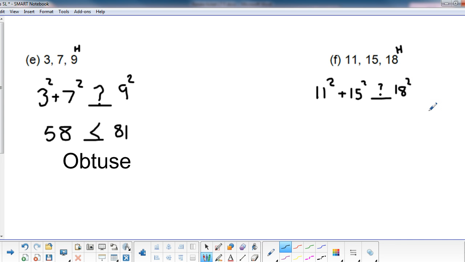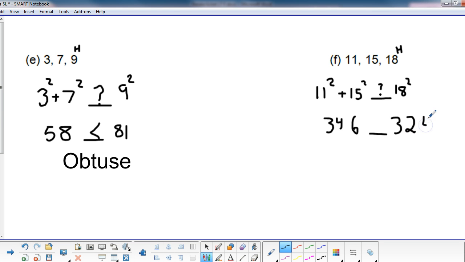And I'll type these simply into my calculator. 11 squared is 121. 15 squared is 225. When you add them together, you get 346. Blank, and 18 squared is 324. So again, we have a case here where they are not equal.